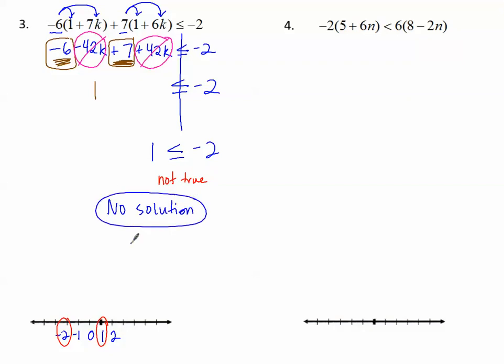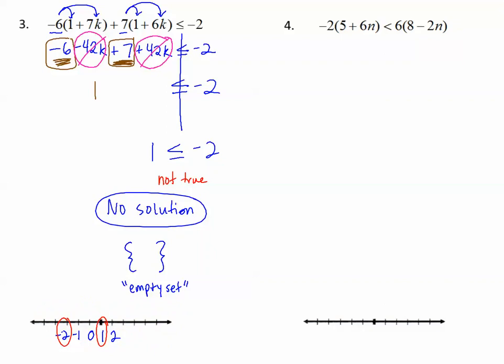Another way to show this is with the empty set. We call this the empty set. Squiggly brackets with nothing inside. And on my number line, I don't show anything. No lines on my number line.